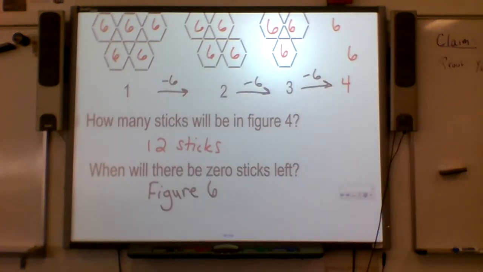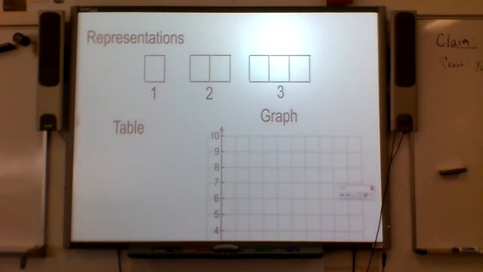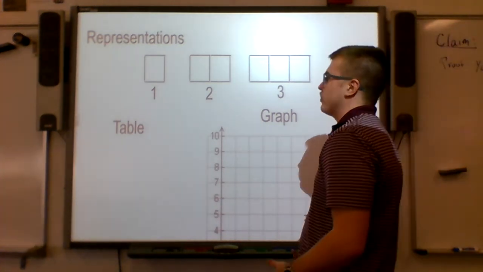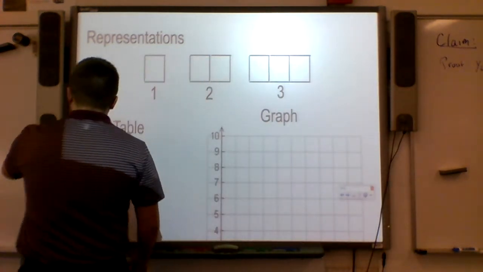All right, hopefully you got that one. That was a little bit easier. I want to go back and look at the original one that we were talking about. This one right here. So we had the figure numbers 1, 2, 3, and we said that each time we're adding 3 sticks. So I want to represent that in a table.